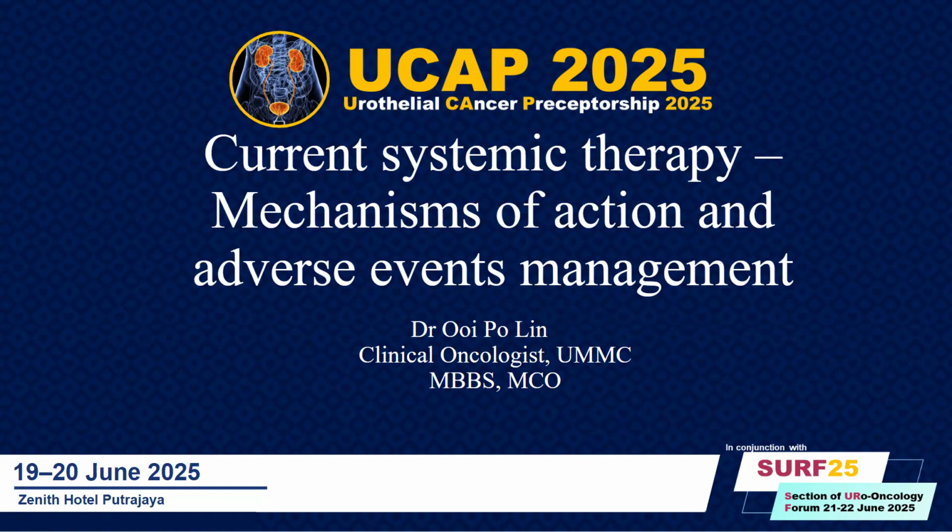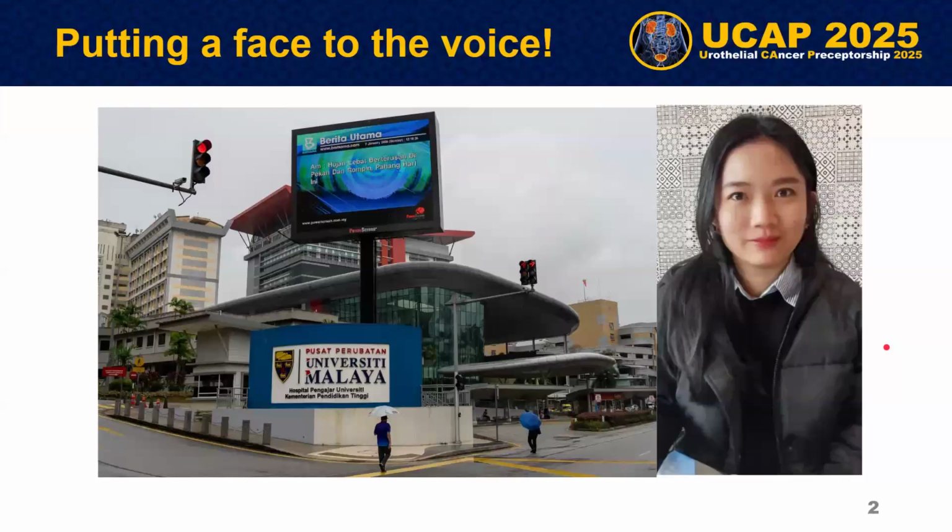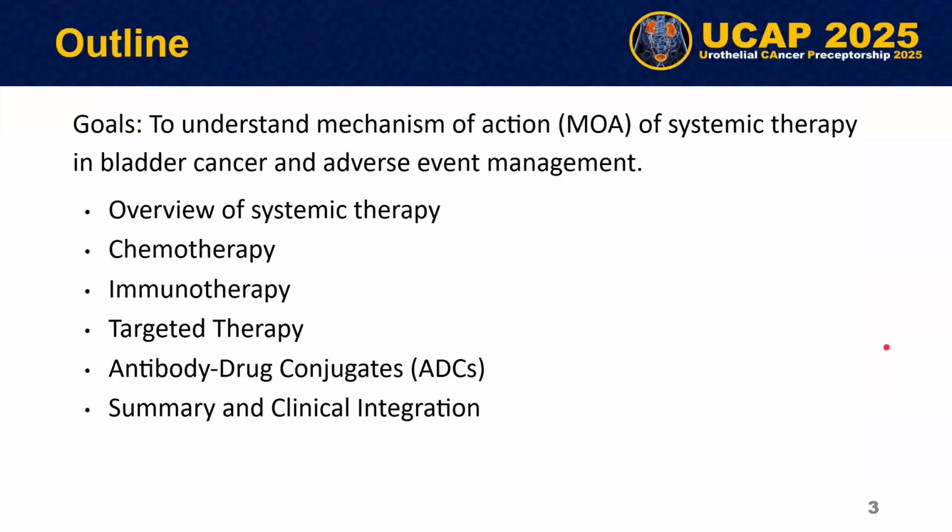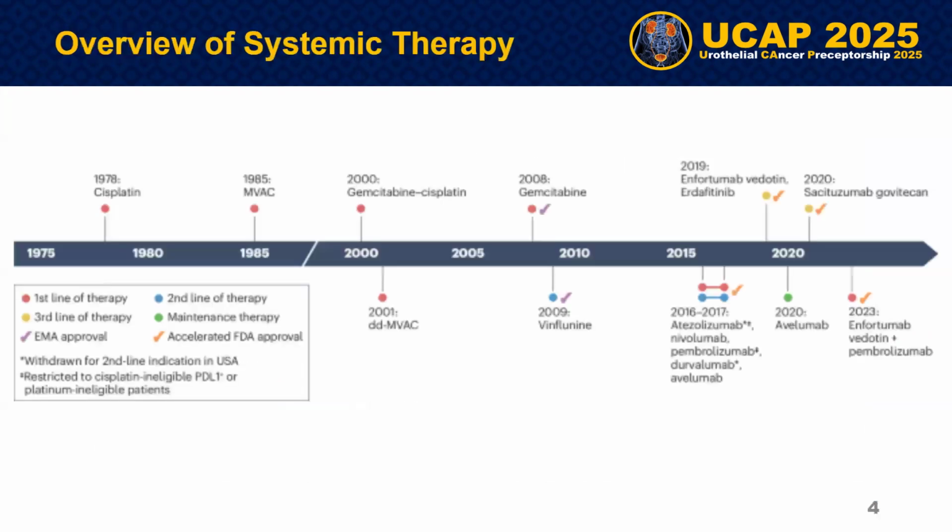Next, we're going to talk about current systemic therapy, mechanism of actions, and adverse event management. So these are the outlines that we will discuss in the lecture today. And the goal of this lecture is to understand the mechanism of action of various systemic therapy used in bladder cancer and its adverse event management.